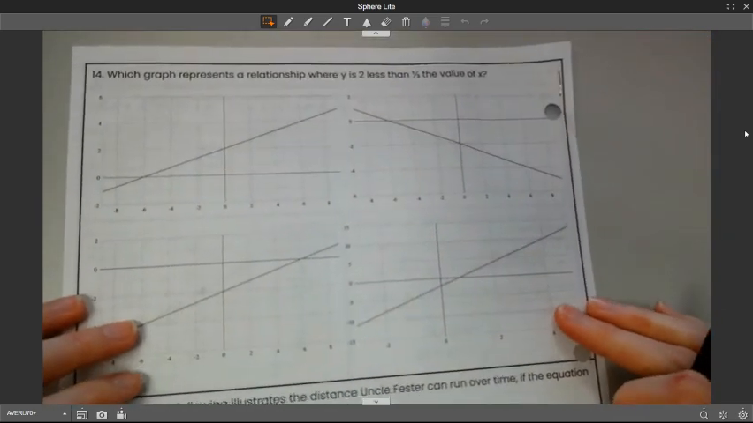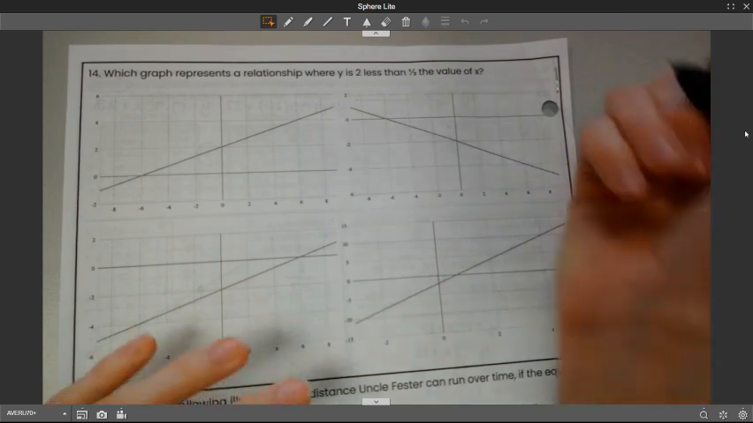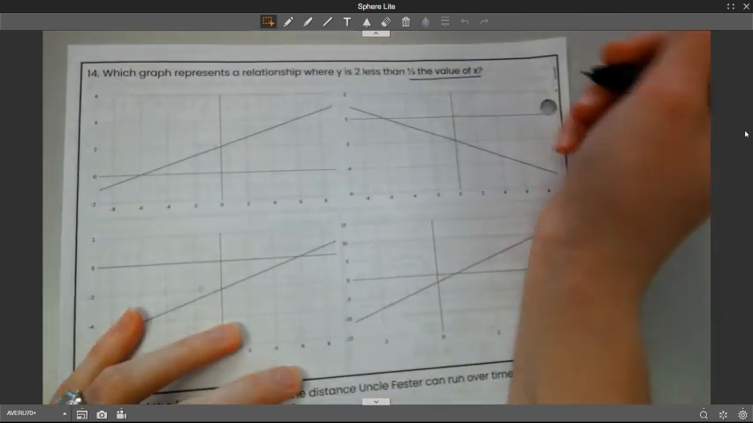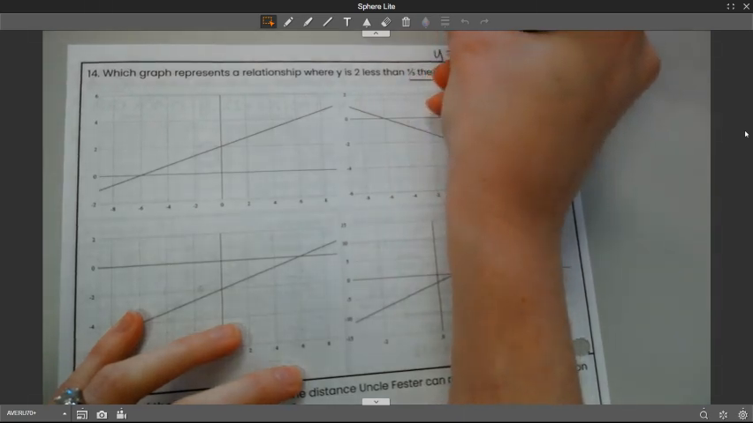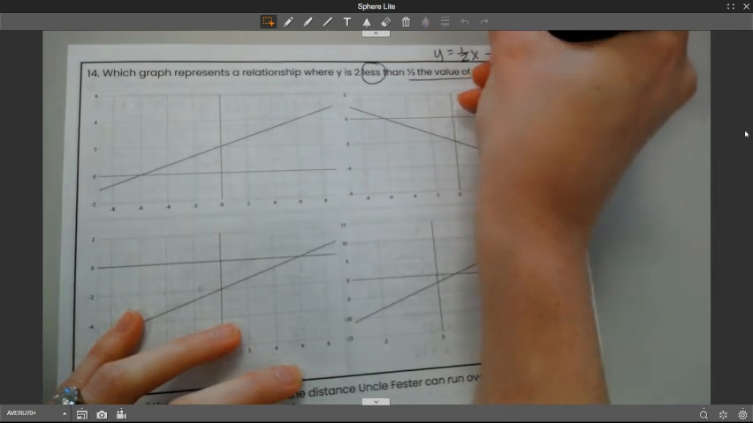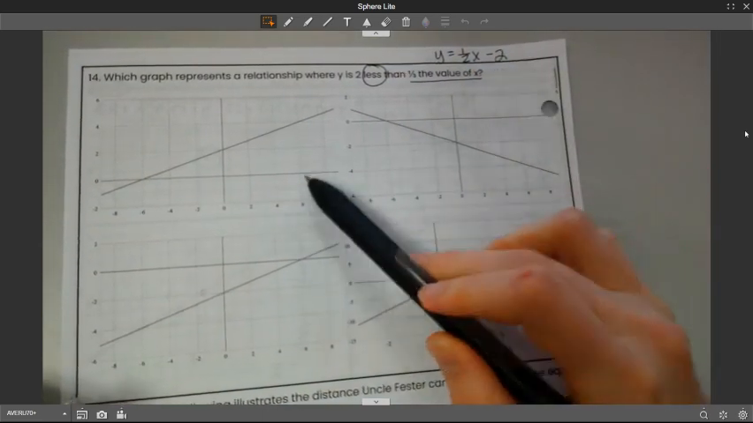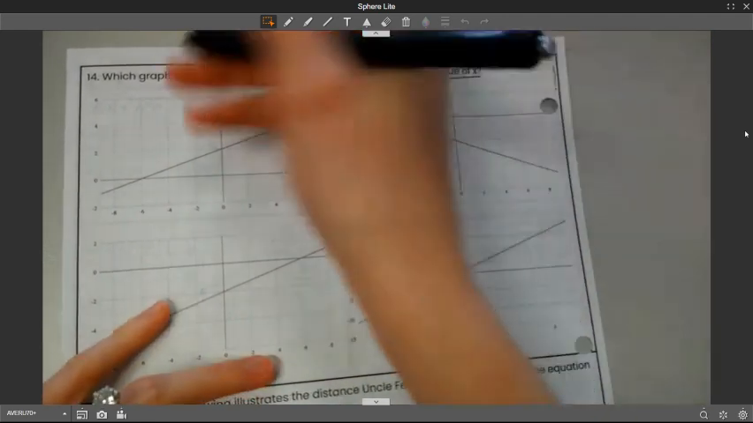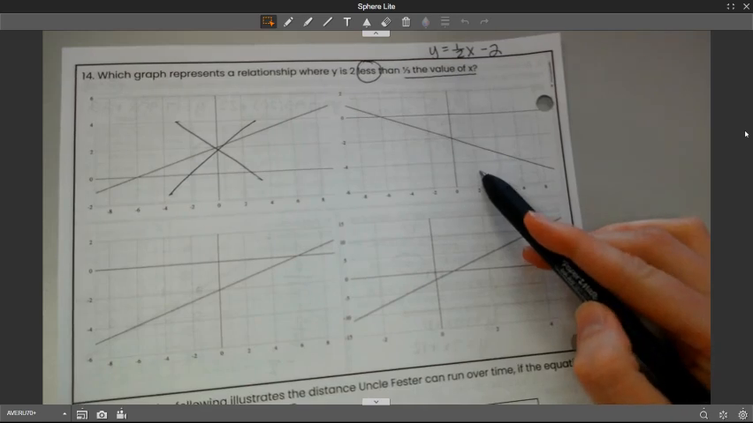All right, last two. Which graph represents a relationship where y is 2 less than 1/2 the value of x? Okay, 1/2 the value of x. That's telling me I need x to be multiplied, so this should be y is equal to 1/2 x. 2 less, I'm going to subtract 2. So that tells me my y-intercept should be at negative 2. Here, the y-intercept is at positive 2. Doesn't make any sense.